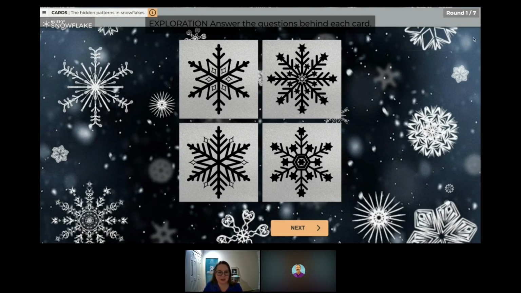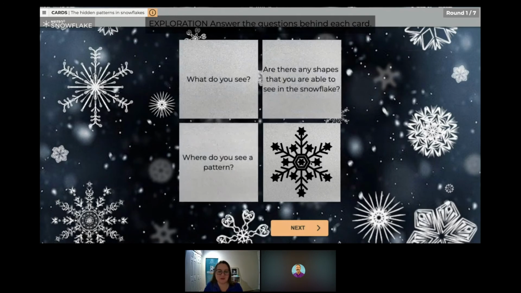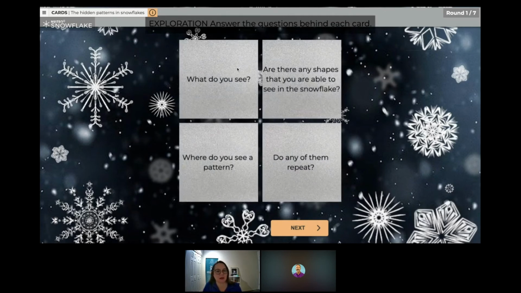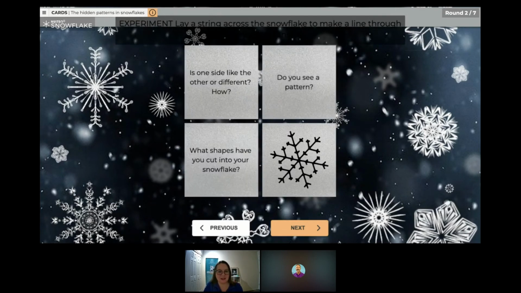So in this particular activity, there are questions behind each card. It would involve students looking at different images of snowflakes, talking a little bit about what they're seeing. So here you have that early part. This would be a lot more toward that confirmation inquiry where the teacher's guiding those early questions. And then it goes a little bit deeper. So lay a string across the snowflake to make a line through it. Students could have little models of snowflakes and then talk more about what they see in those patterns.